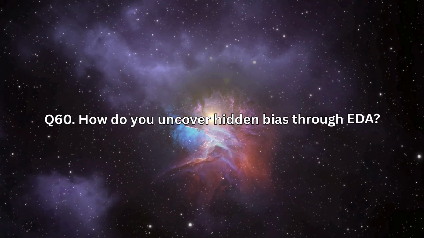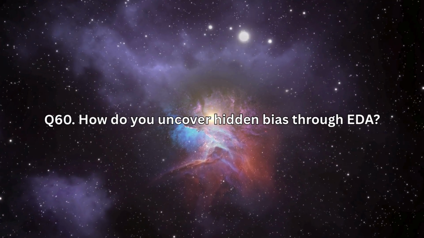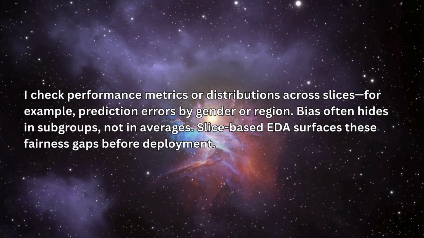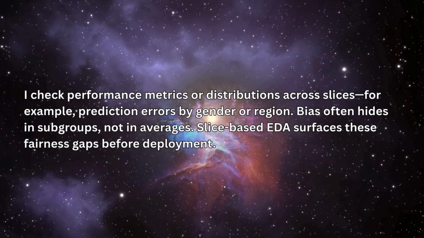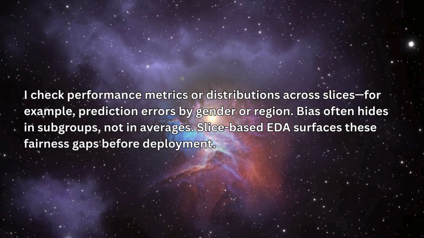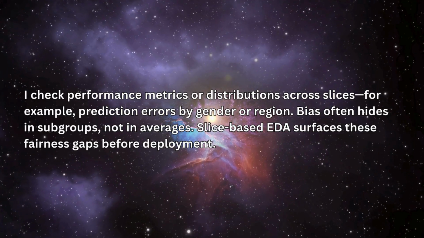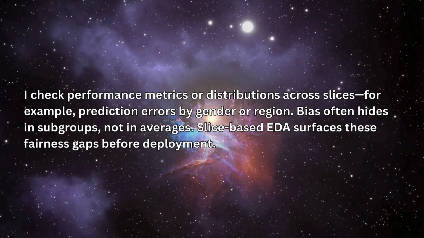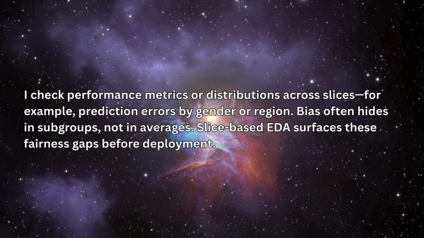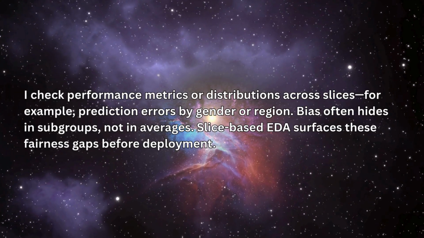How do you uncover hidden bias through EDA? I check performance metrics or distributions across slices. For example, prediction errors by gender or region. Bias often hides in subgroups, not in averages. Slice-based EDA surfaces these fairness gaps before deployment.